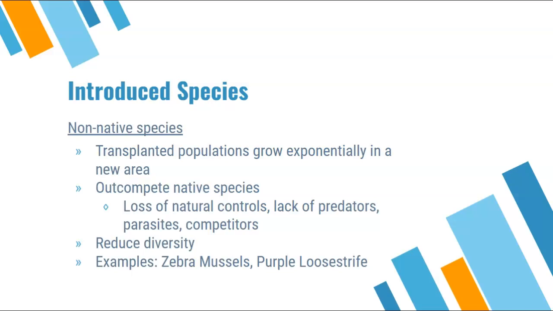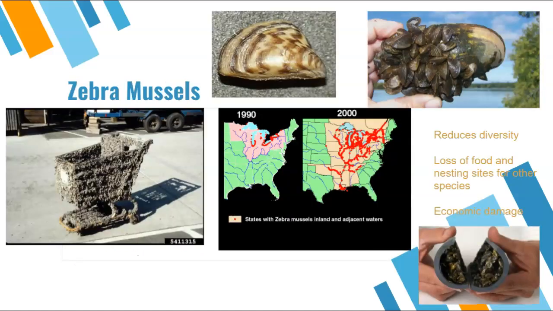There's a whole bunch of examples of non-native species. You might have heard of garlic mustard. That's a big one that's happening in Madison. But one that we'll talk about is the zebra mussels that are now in the Great Lakes.